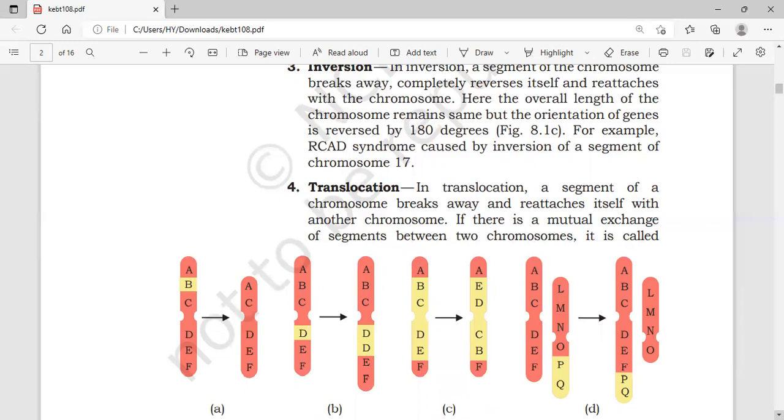Translocation: a segment of chromosome breaks away and reattaches itself with another chromosome.